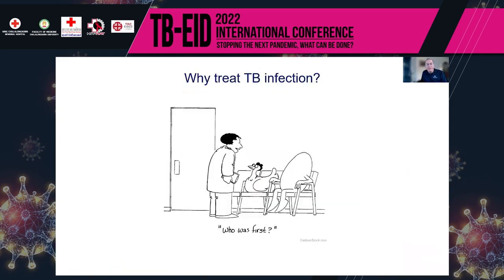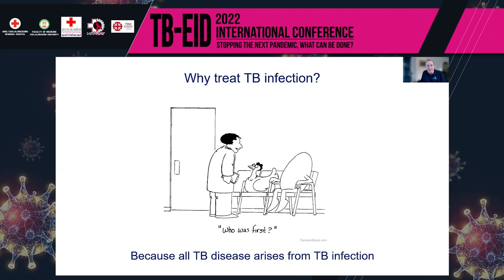So I'll begin by asking the question, why treat TB infection? Often it's a chicken or egg question. Do we treat the disease? Do we treat the infection? Why do we treat the infection? And the answer is because all TB disease arises from TB infection. You can't have disease without the infection. And by treating the infection, we can control and reduce the incidence of the disease.